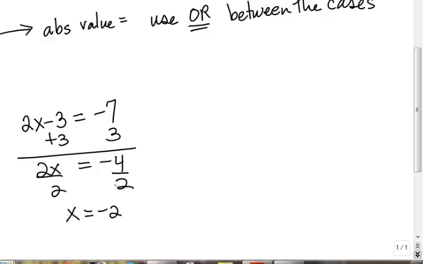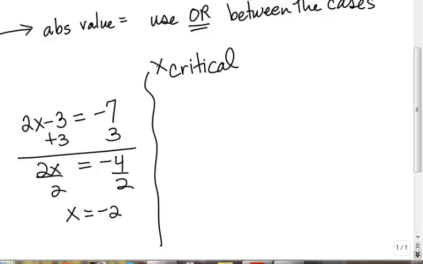Now, the critical part about this is you're not done. You have to check your answers. There will be some that are what they call extraneous roots, which means they're answers to this equation, but not necessarily answers to the original one. So it's critical, star it, highlight it, whatever you have to do, to check your answers.